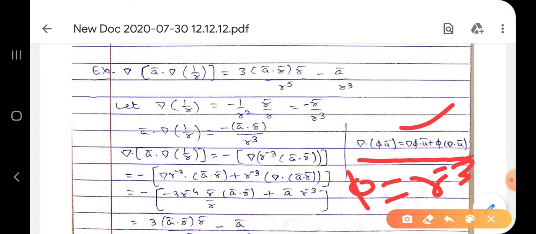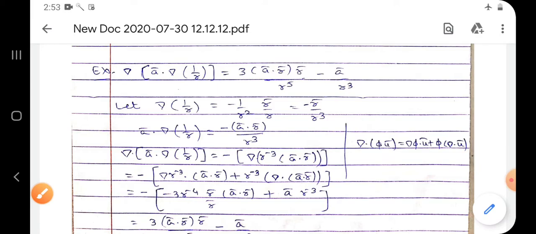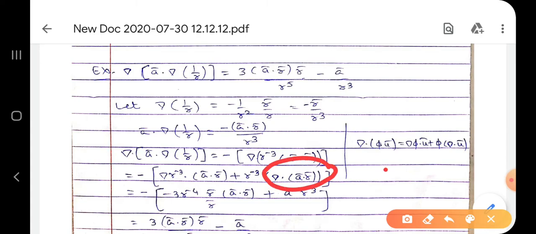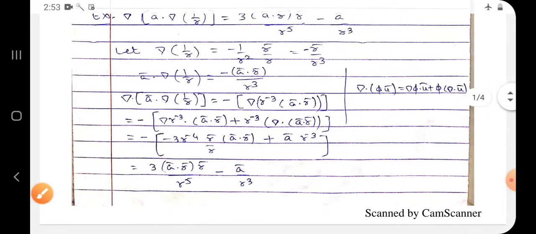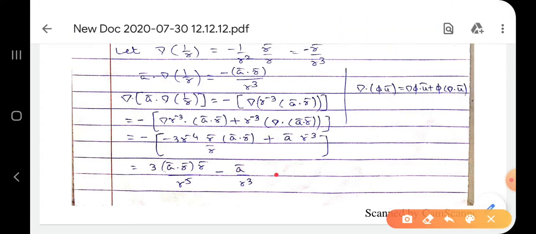So here minus as outside, del phi. Del phi means del of r raised to minus 3, A bar dot r bar as it is, plus r raised to minus 3 as it is, del dot A bar dot r bar. Now what is the value of del dot A bar dot r bar? We have proved it. It is A bar. Right? So the value of this term is A bar, r raised to minus 3 as it is. Here what is the derivative, del of r raised to minus 3? Minus 3 r raised to minus 4 into r bar upon r. Right? So this is our answer. If you simplify it, you will get the required answer.